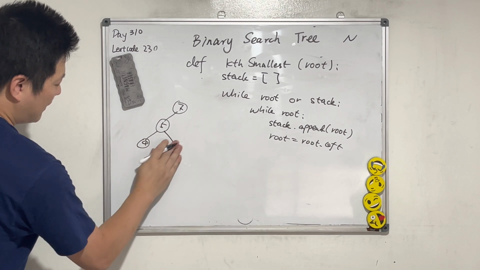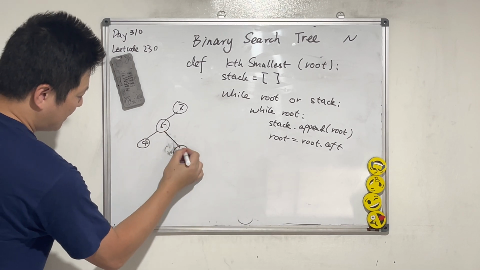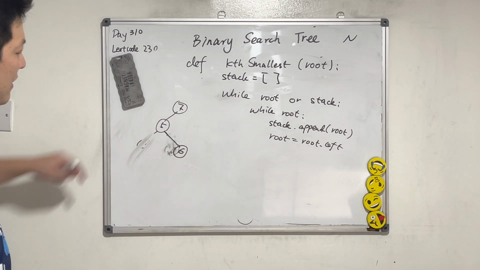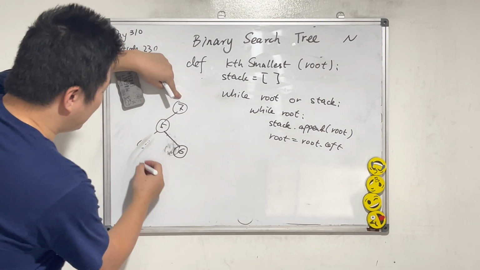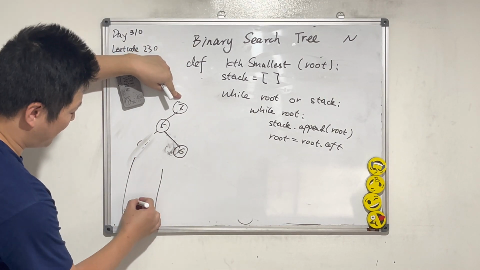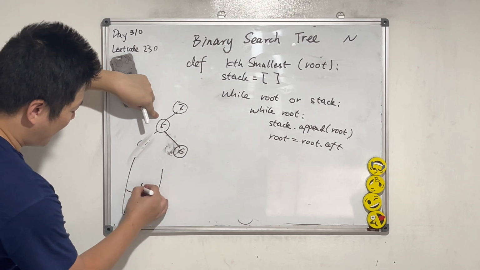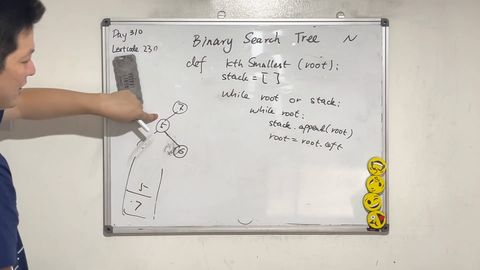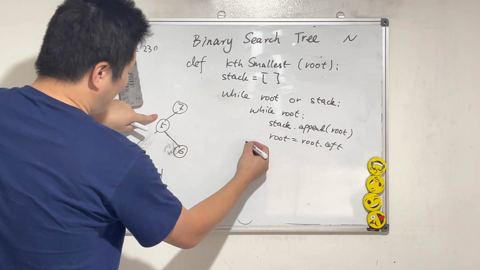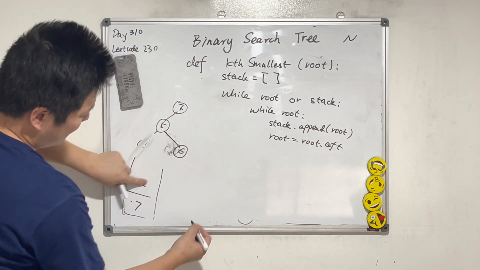So look, say 7, 5, 4, 6. Let's say 6. Here, we push this into the stack. We push the 7, push the 5, as long as we can visit the left. If not, what? We take one out from the stack.